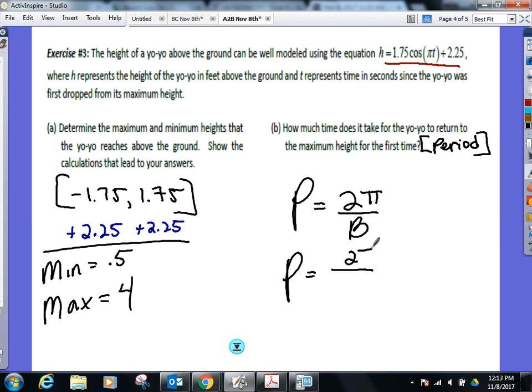Just so I know, what's the frequency to plug in according to the equation? It's going to be in between the cosine and the t, so it's pi. There's my frequency for a period of 2. And I don't like to just have the number 2 there. Can we have some context? How much time to what? Hours, years? What's time in? Seconds. Yep. So it's going to take 2 seconds for that yo-yo to get back up.